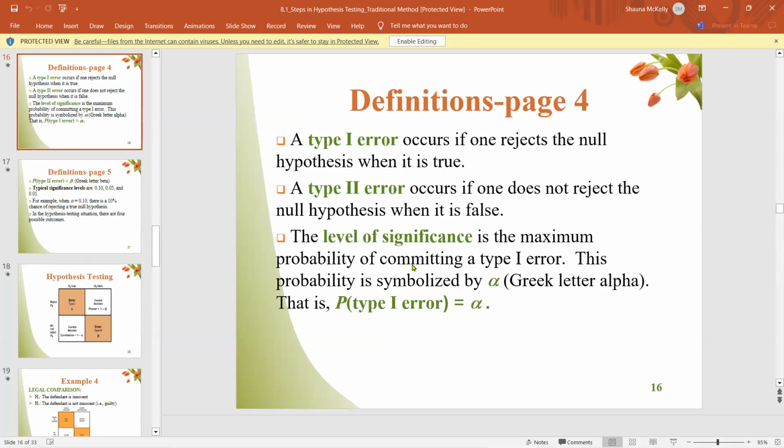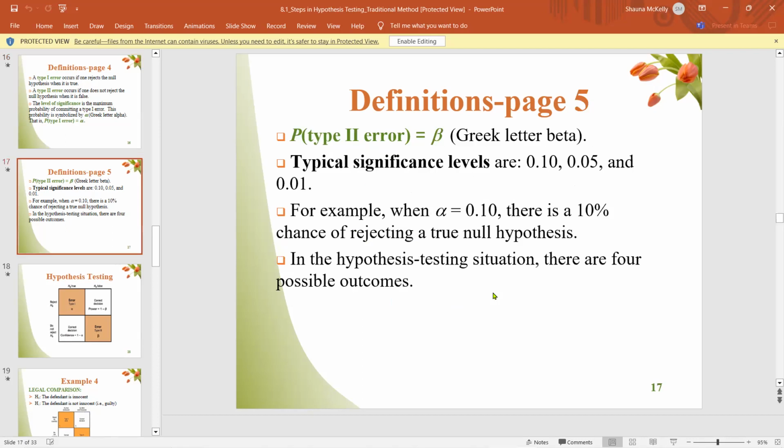Number 4 is on slide 16. A type 1 error occurs if one rejects a true null hypothesis. That symbol is alpha. It looks like A, but it's the Greek letter alpha. So the symbol for a type 1 error is alpha. The symbol for a type 2 error is beta. It looks like a B, but it's a little more fancy.